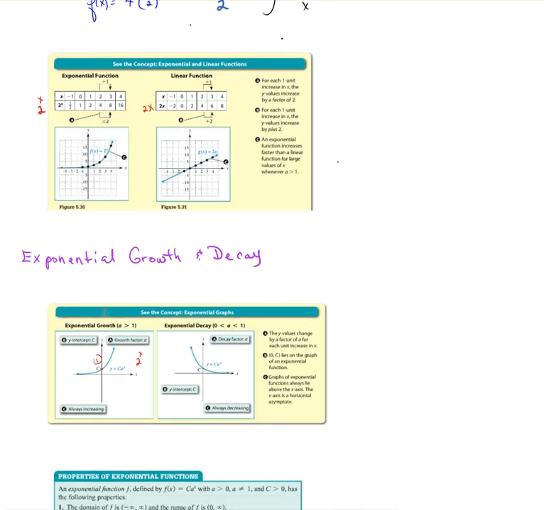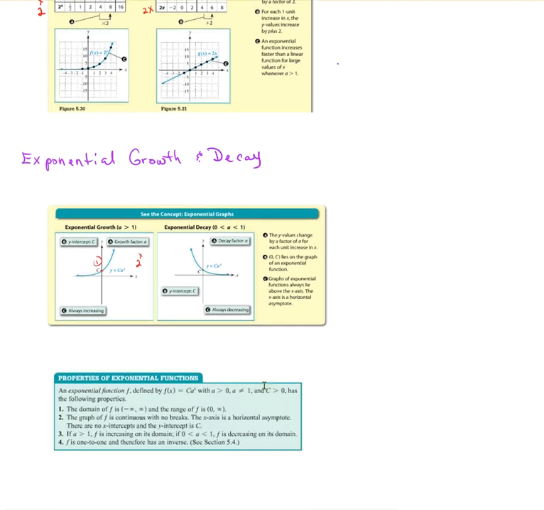Now, you can have either exponential growth, which looks like that, or you could have exponential decay. There's a lot of applications that have exponential functions in them, including financial applications. So we'll be looking at some of those as we go through the chapter.